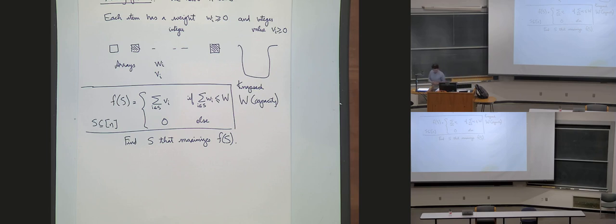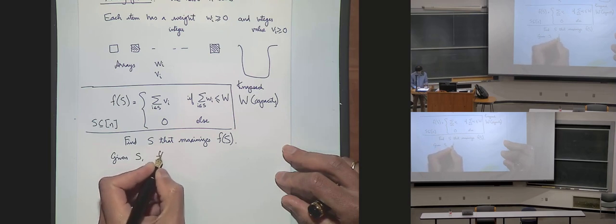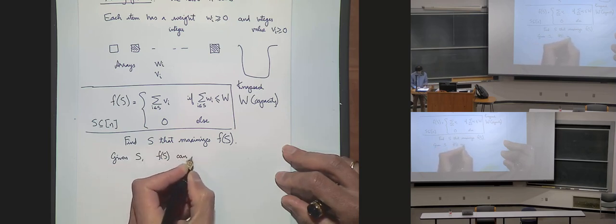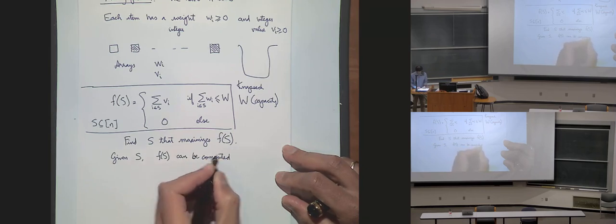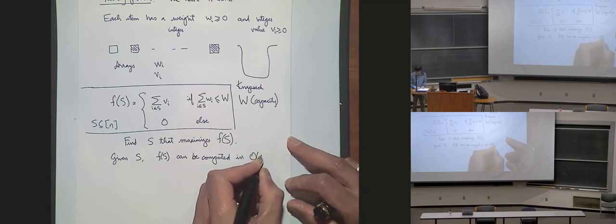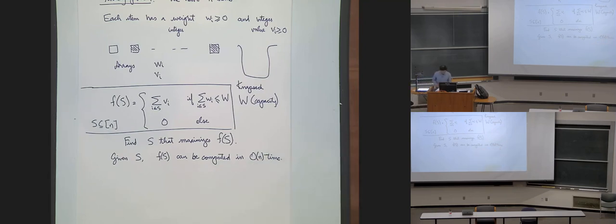So I'll write this down. Given S, alpha of S can be computed in O of n time. Okay, so this is easy.